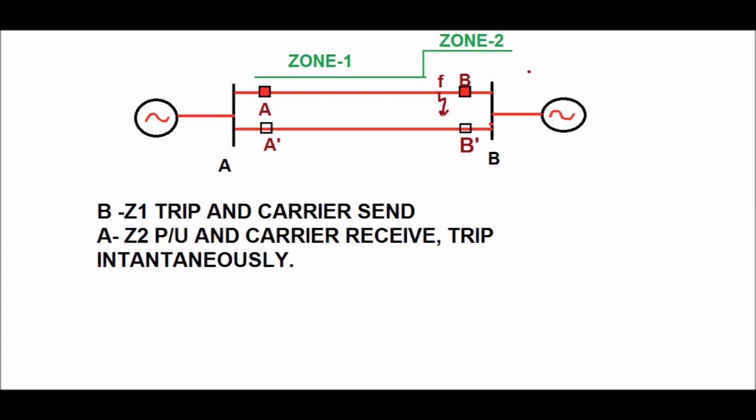The breaker at substation B trips at Zone 1 time, and carrier will be sent from the relay at substation B. At substation A, the Zone 2 relay will have Zone 2 pickup and carrier receive. Therefore, it trips instantaneously, that is carrier aided trip. Both the breakers at substation A and substation B clear the fault instantaneously.